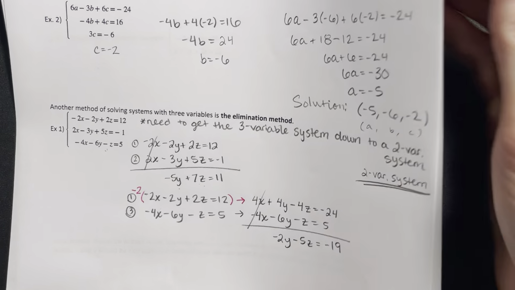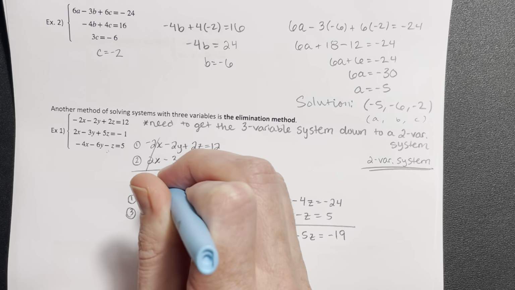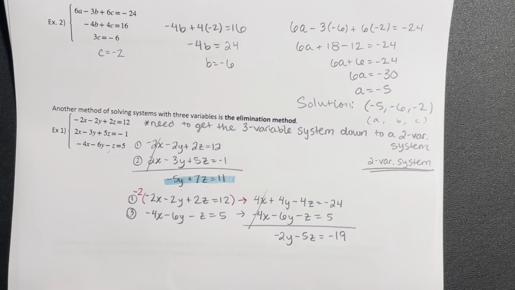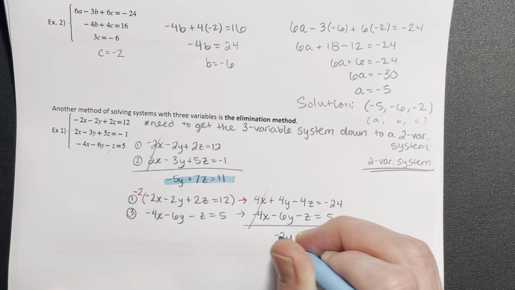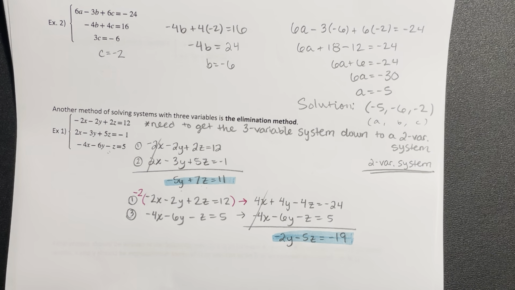Right, and I like to organize this a little bit, and I'm going to highlight what that system is. So one equation was negative 5y plus 7z equals 11. The other equation is negative 2y minus 5z equals negative 19.